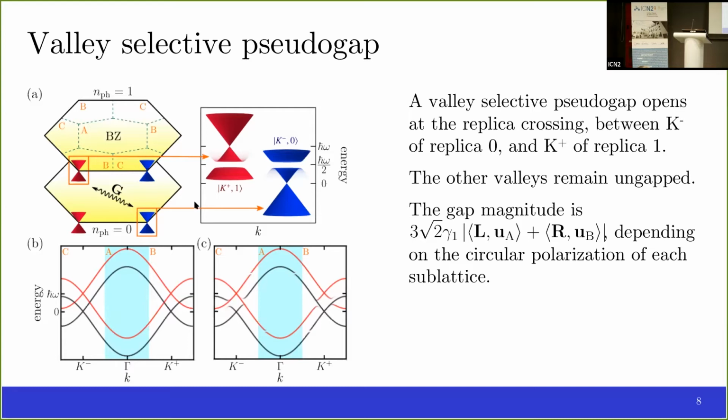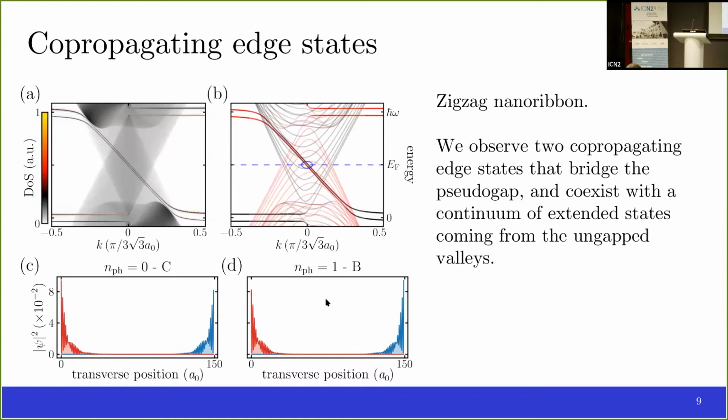Why is it a pseudogap? Because the other valleys, valley k minus in replica 0 and valley k plus in replica 1, are not connected by the adequate phonon momentum. So no gap is open between them. We can observe this in panel C, where replica 0 in black has a gap here in valley k minus with replica 1 in red with valley k plus, but the other valleys are not gapped. So we observe the emergence of a valley selective pseudogap due to breaking of time reversal symmetry due to our chiral phonons.